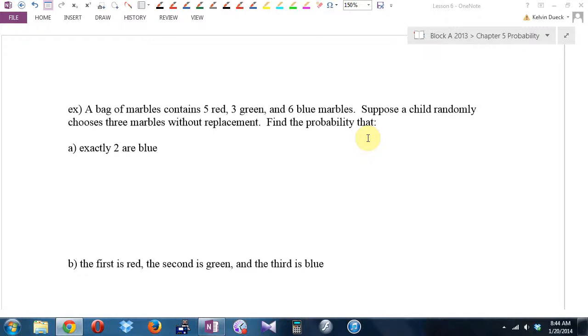So looking at this example here, it says, a bag of marbles contains 5 red, 3 green, and 6 blue marbles. Suppose a child randomly chooses how many marbles? 3. I don't think I want to do a tree here.